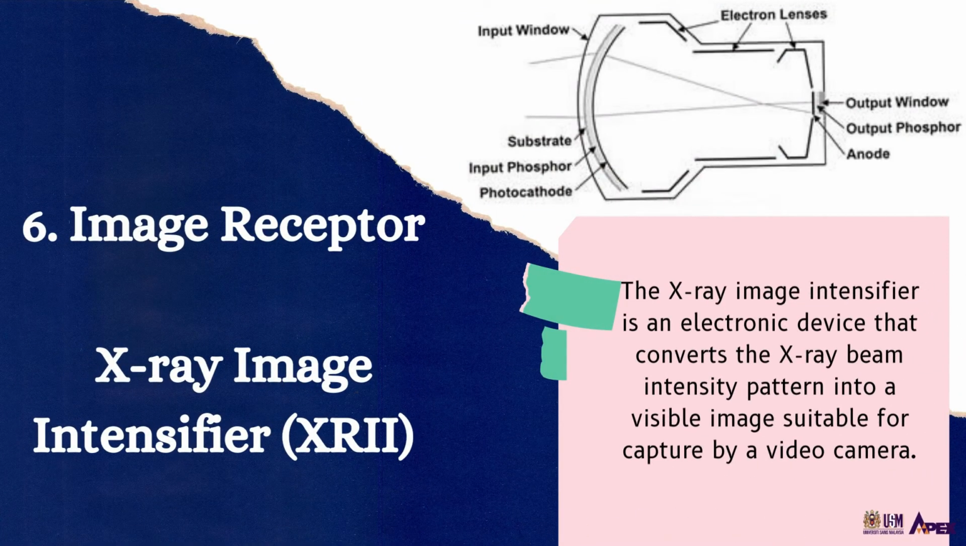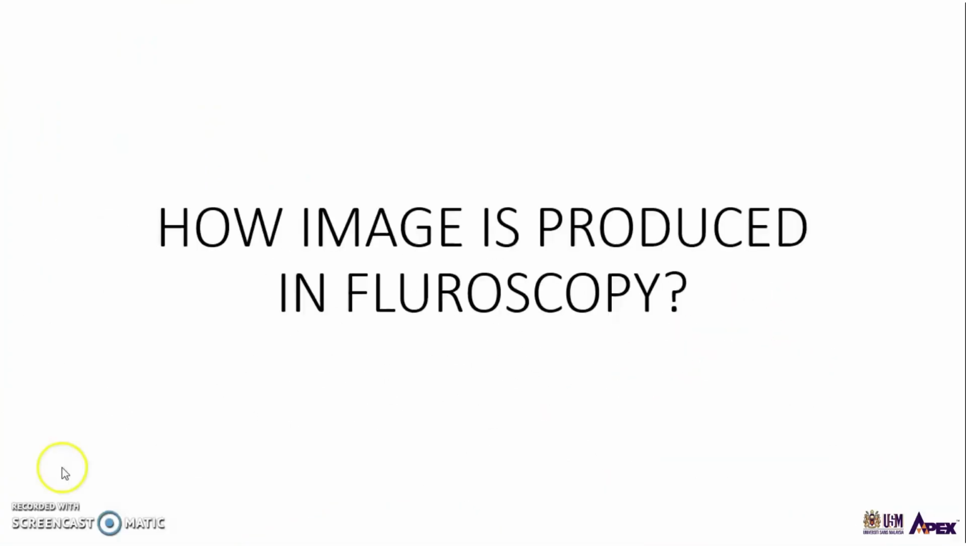Lastly is an image receptor. X-ray image intensifier is an electronic device that converts the X-ray beam intensity pattern into a visible image suitable for capture by a video camera. Next, I will proceed with how image is produced in fluoroscopy.